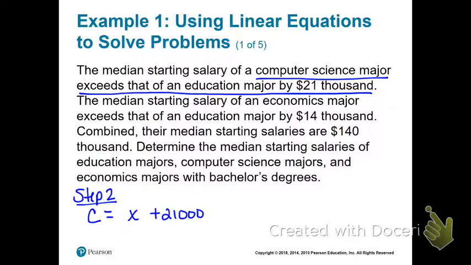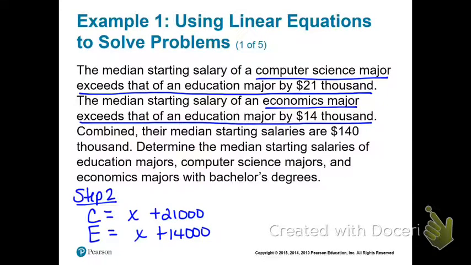Then it says the economics major, that's our other unknown, exceeds that of an education major by $14,000. So our economics major, I'm going to let it be an E, exceeds that of an education major by $14,000. So we're going to take $14,000 and add it to that education major, which remember was x. So that's your step 2.